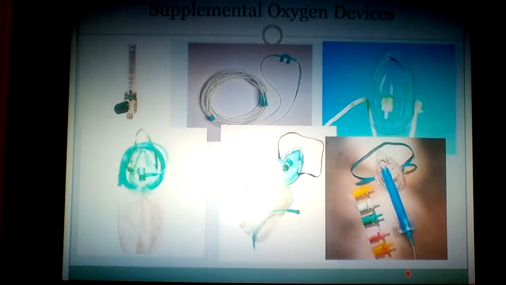They have the 2 nasal prongs. You can only give this patient up to 6 liters, 1 to 6 liters. And with that, you get about 24 to 44% of oxygen. There's no benefit if it's greater than 6 liters.